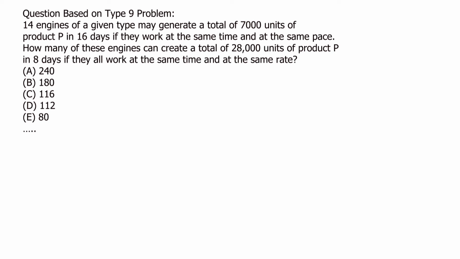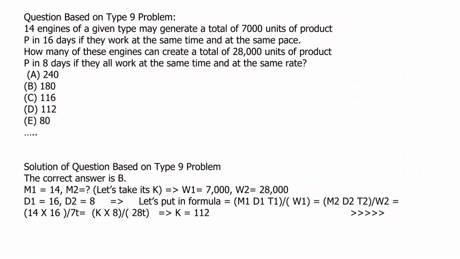So here in this question, the engines are given, so we can say M1 is given, but M2 is being asked. D1 is given and D2 is also given, and W1 and W2 are also given, right? So their production is W1 and W2. So how will we solve this problem? We can simply use the formula M1 D1, T is not given, so we can simply use M1 D1 upon W1 is equal to M2 D2 upon W2. So let's put in the formula and then solve this.